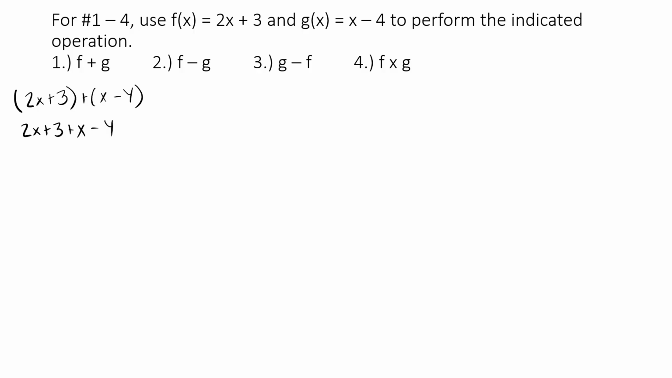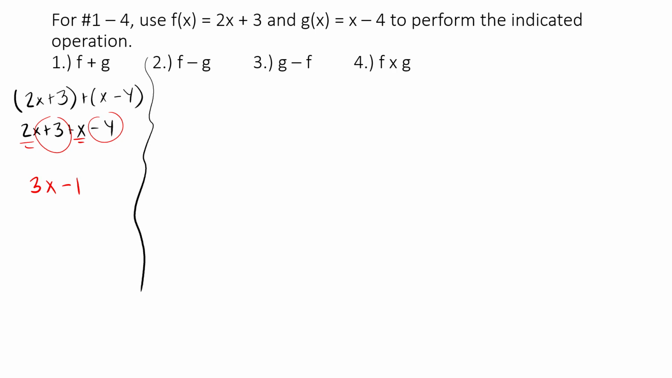Okay, and now we're combining like terms. So we have 2x plus x is 3x, and 3 minus 4 is -1. So there we go. First one, yay.